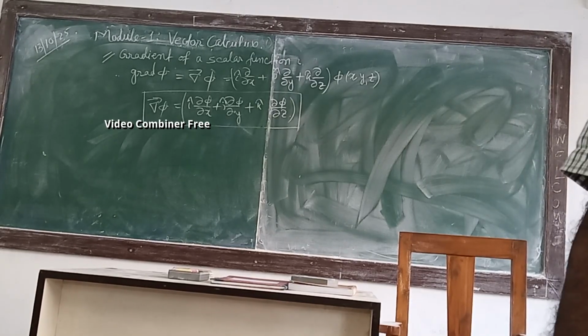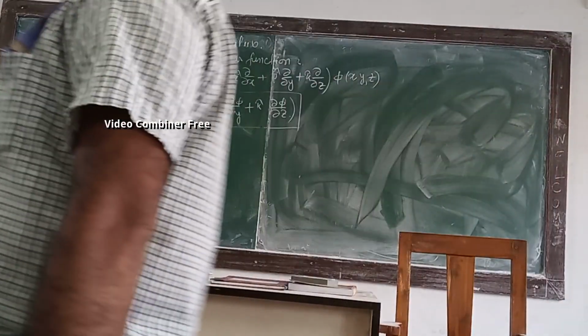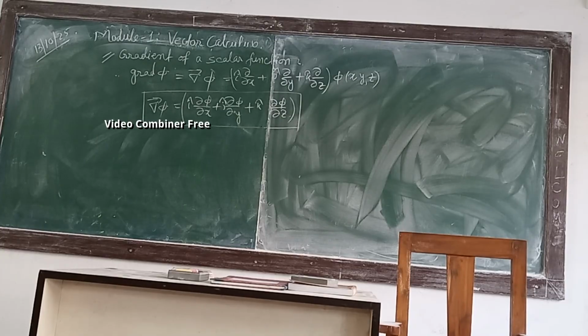And it is also a directional derivative. Why? Because temperature changes with respect to distance. We know that if anything changes with respect to distance, then that is called the directional derivative or the gradient. So in a certain direction, the temperature changes. That is why it is called the directional derivative of temperature.